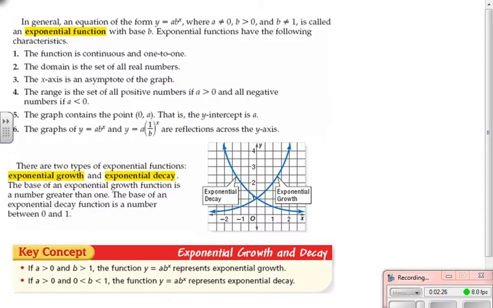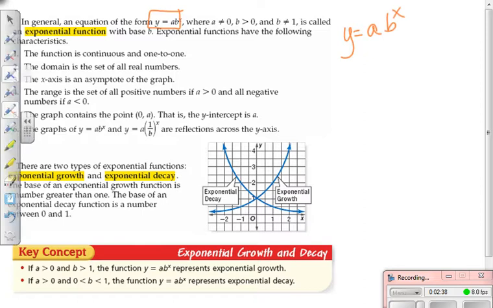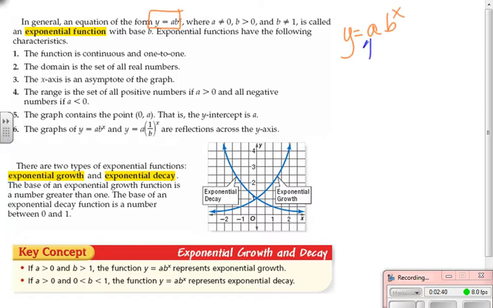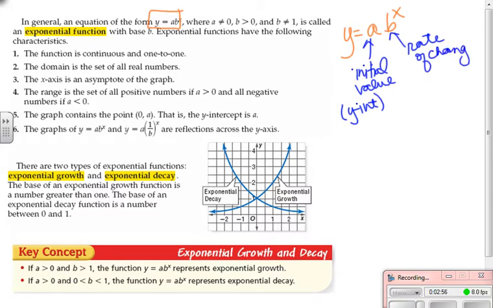So what are some general things about these equations? It's going to have this form, y equals ab^x. And this is critical because your a is going to be your initial value. Okay, it's your y-intercept. Your b is your rate of change. And there are some rules about that which we'll talk about in a minute. But this is the base form that you need to know.